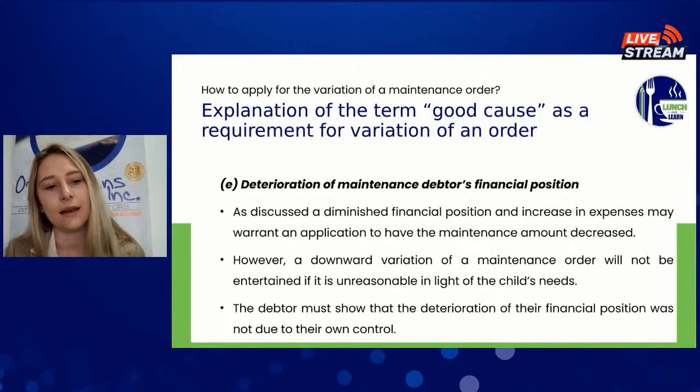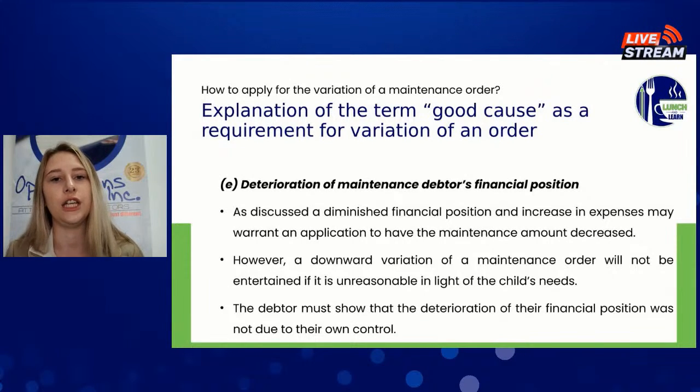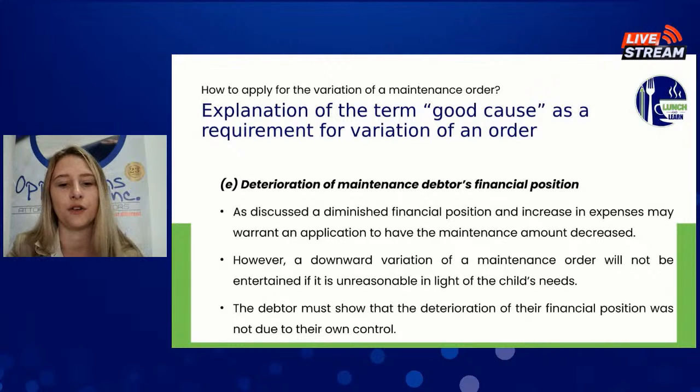So, deterioration of maintenance debtor's financial position. What does this mean? We've discussed this already. Deterioration just means diminished financial position, so a decrease in your financial position. There's been an increase in expenses, or you have lost your job. These are all examples of how your financial position will be diminished. So then you may apply for a variation order to have the amount decreased.